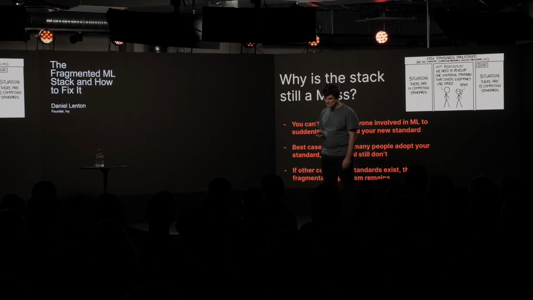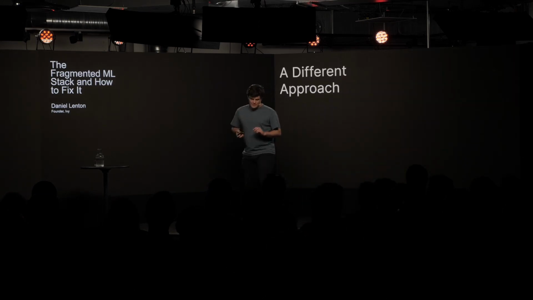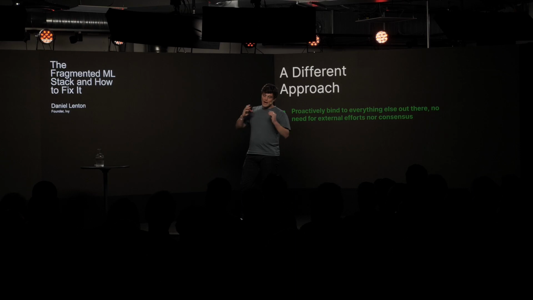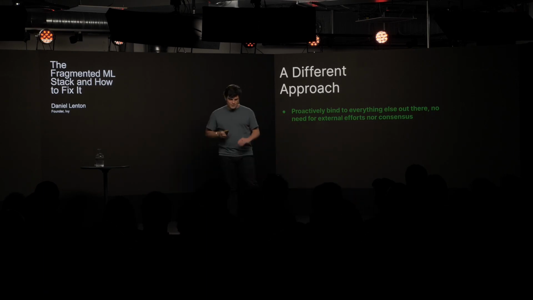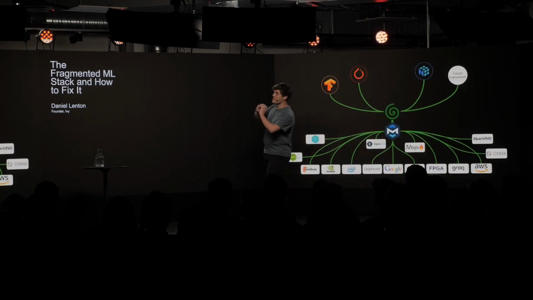XKCD. So can we take a different approach? Our thinking is that in order to try to improve the situation, we should proactively bind to everything else which is out there, with no need for external efforts, no need for people to come to the standard, nor a need for consensus. So what we're doing is proactively connecting to everything that's out there so that our efforts are aligned with all of these other efforts. We're not trying to compete with standards, we're trying to connect with them so that everybody can be part of this holistic solution.